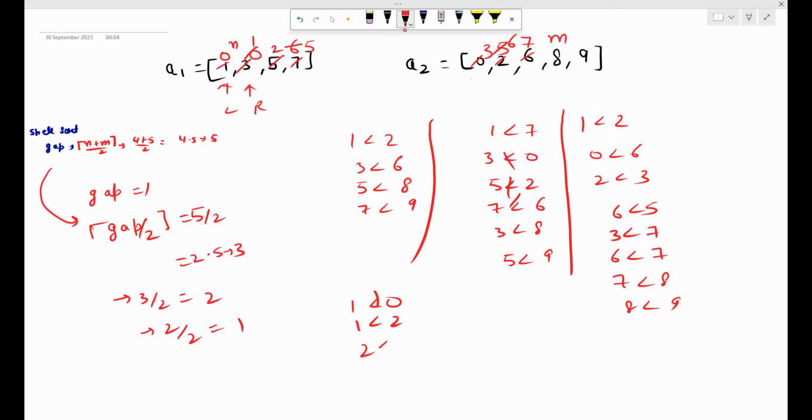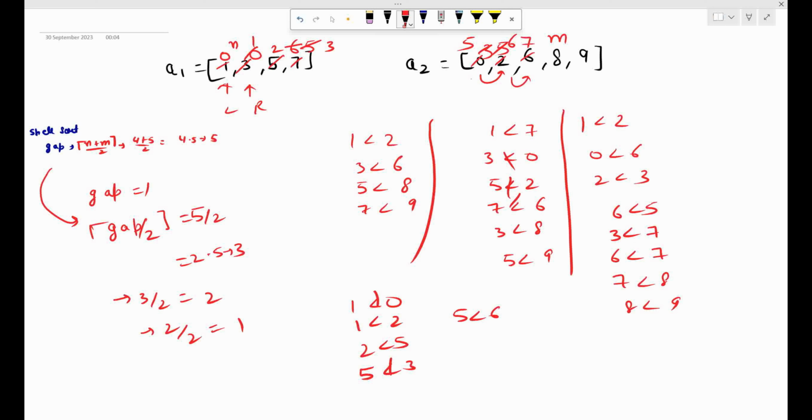Now 2 less than 5? Next one. Yes, correct. Now 5 less than 3? Okay, this is my 5 and this is my 3, right? No, not correct. So what we will do is we will swap. 3 will come here and 5 will come here. Okay. Now next one is 5 less than 6? Yes, fine. We are comparing these two.